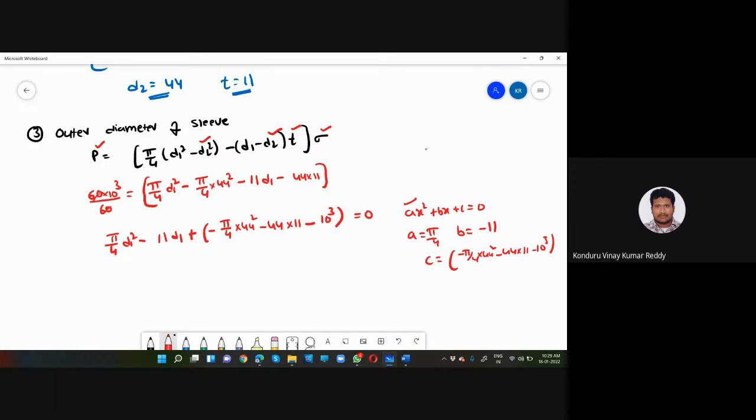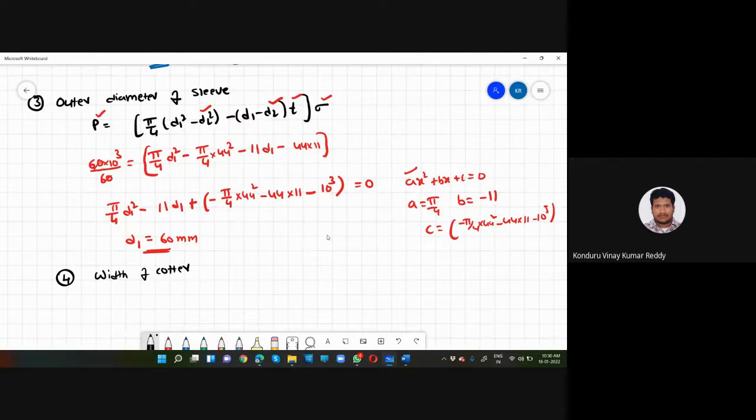Substitute these values, you will get d1 is equal to 60 millimeters. We have designed capital D1, that is the outer diameter also. Now we have to design the width of the cotter. We have designed the thickness of the cotter, now we have to design the width of the cotter, that is the B value.